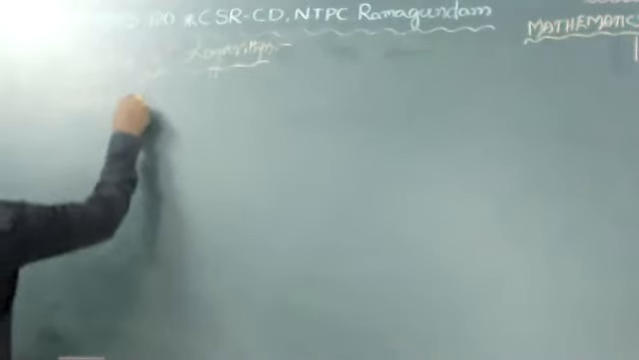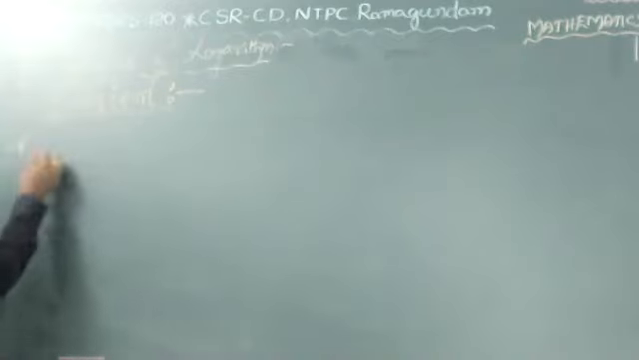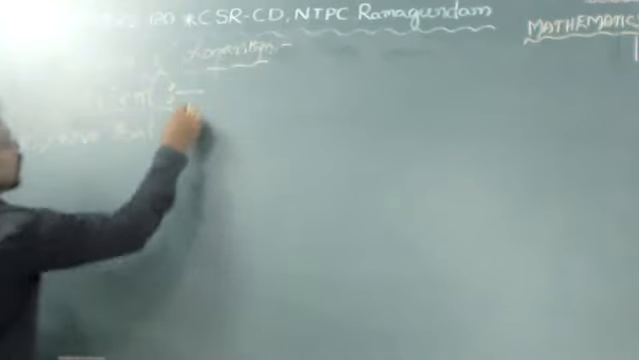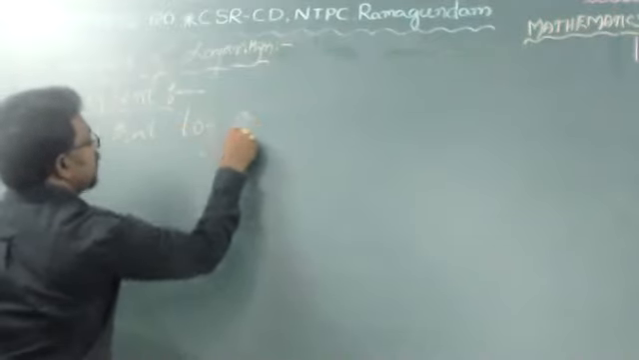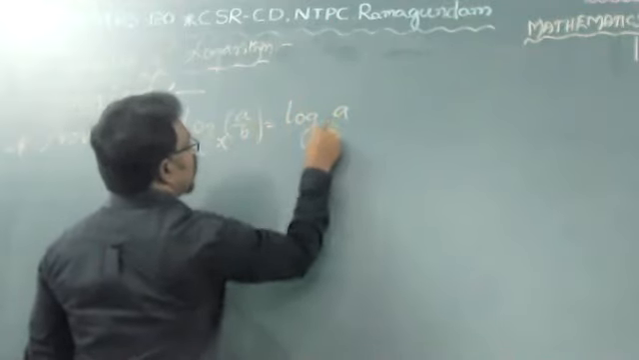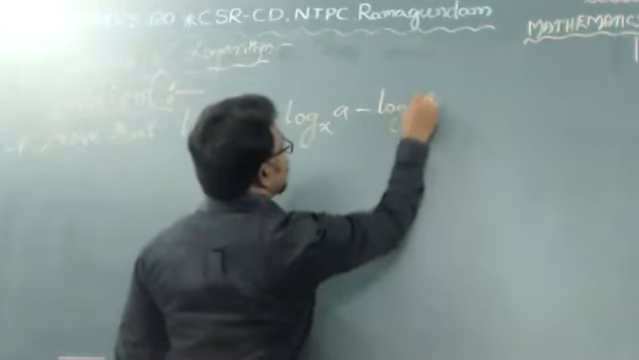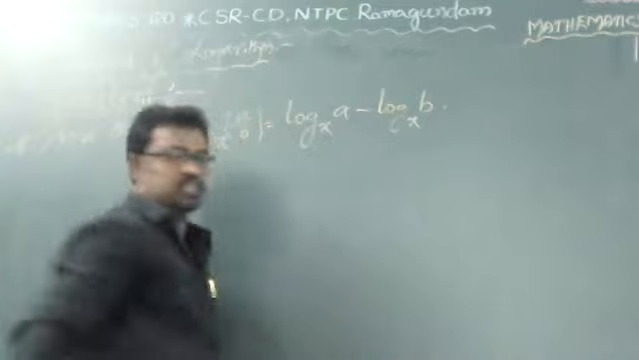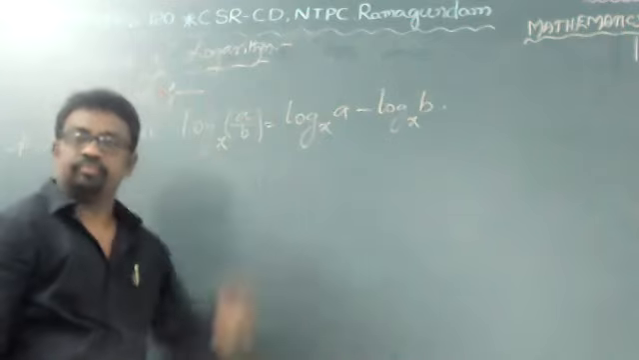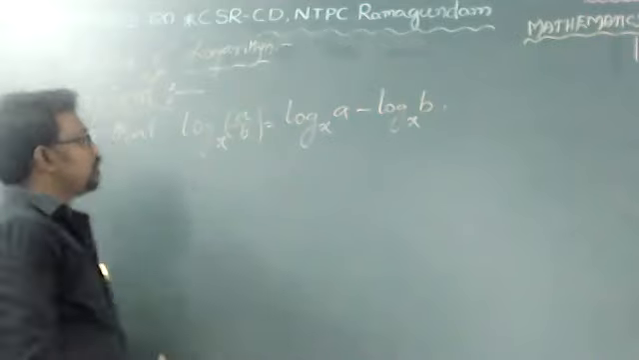Quotient. Prove that log A by B to the base x is equal to log A to the base x minus log B to the base x. This is the quotient of log. We'll see the proof, the derivation of this one.